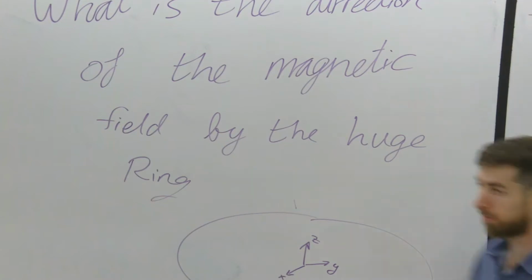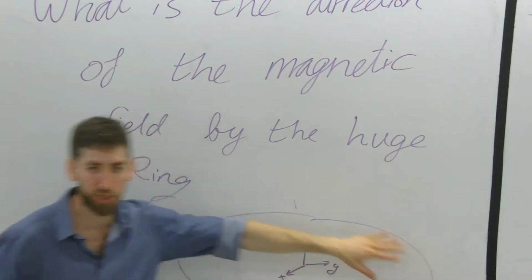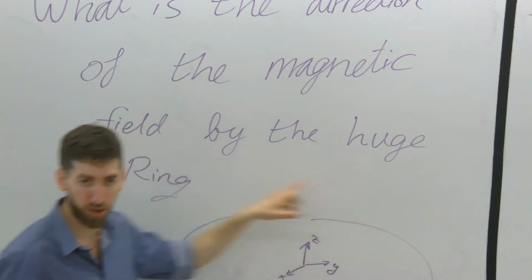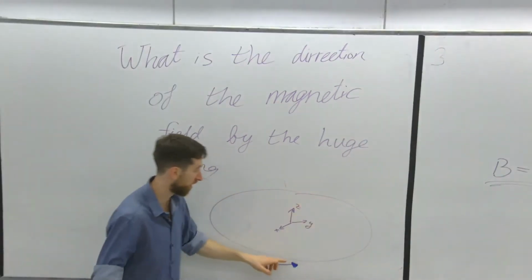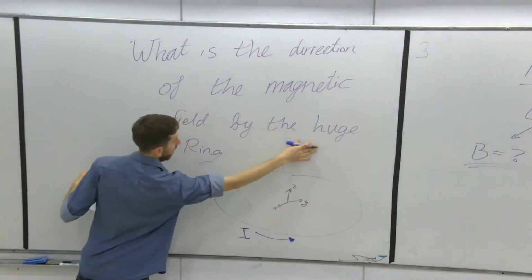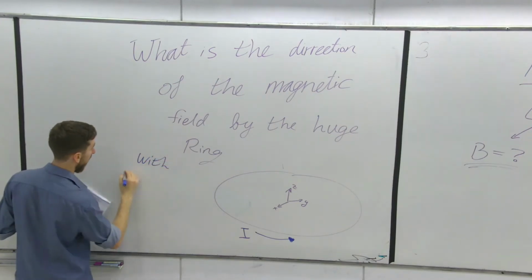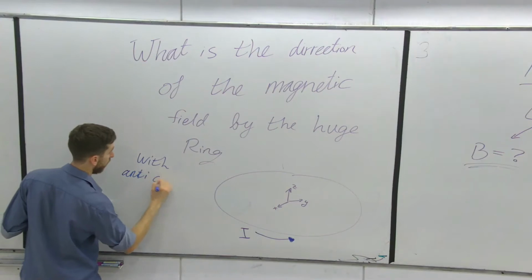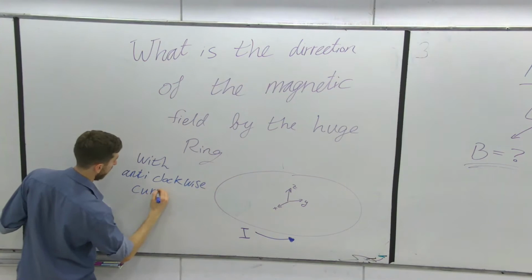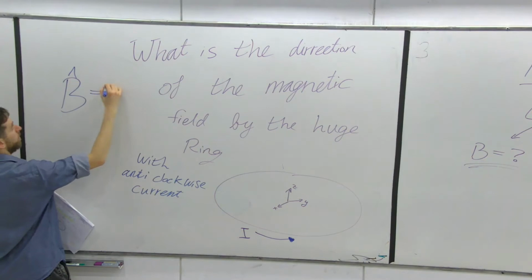Okay, so again, a recap. We have a ring with the current. In our situation, the current goes in which direction? Anti-clockwise, right? It could be that way, which is clockwise, and it goes anti-clockwise. So the field by the huge ring, I'm writing it, it's a given, with anti-clockwise current direction, right? So we're trying to find what is the direction of this field.